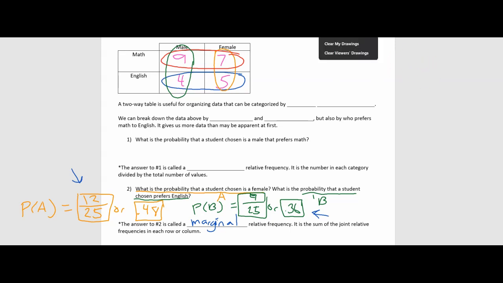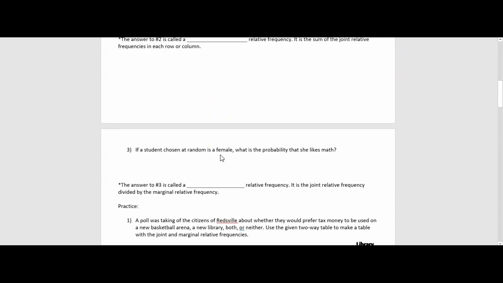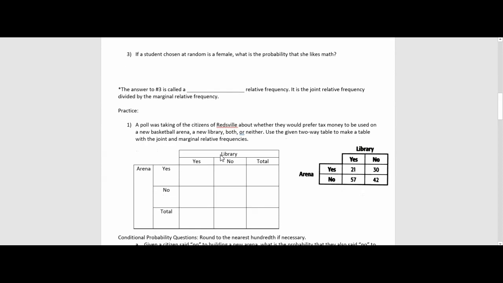One more type of relative frequency. I do have to put that on the next page, though. If a student chosen at random is female, what is the probability that she likes math? So we're assuming that the chosen student is female. We're not going to be looking at what the probability is that we pick a female. But if they are a female, what's the probability that that female likes math?